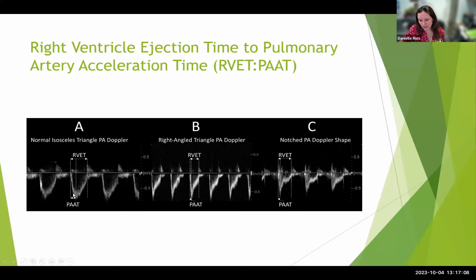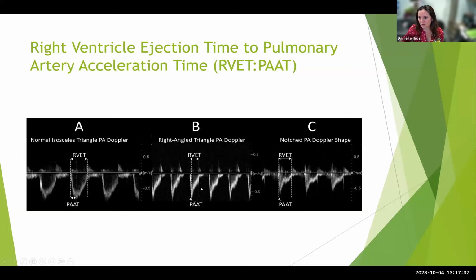So it has gradual acceleration and gradual deceleration. The time to peak velocity of the Doppler envelope is the pulmonary artery acceleration time, the PAAT. In this situation, it's almost directly in the middle of the envelope. When PVR is elevated, the RV must pump against higher resistance, resulting in more rapid acceleration of the blood flow leaving the RV. So this envelope will change to resemble more of a right angle triangle.